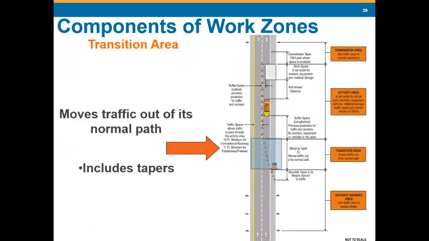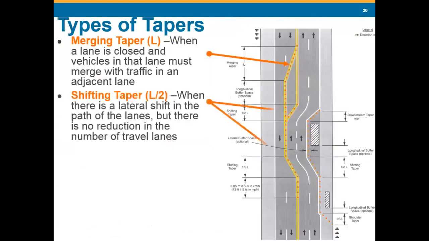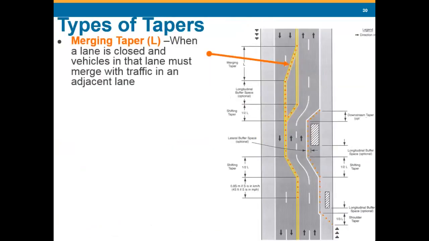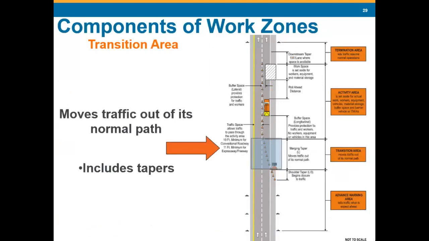All right, this is the second component in the work zone, the transition area. Whoops, back up. There we go. Transition area is here. This is where we're going to move traffic out of its normal path. And that's where your taper is.